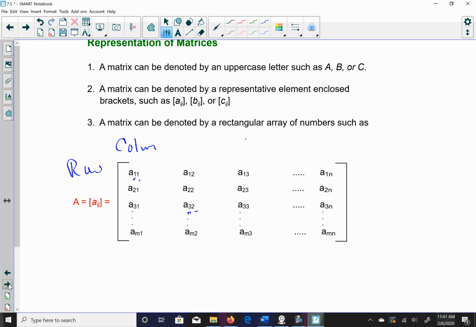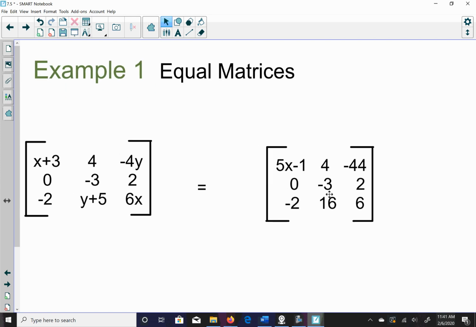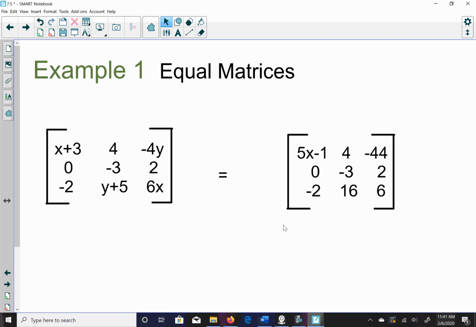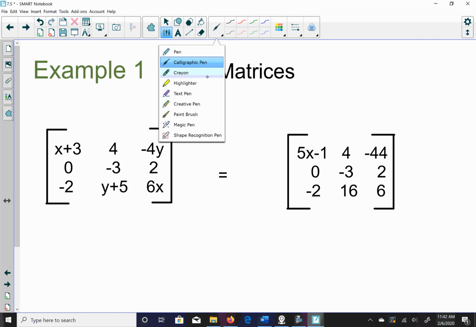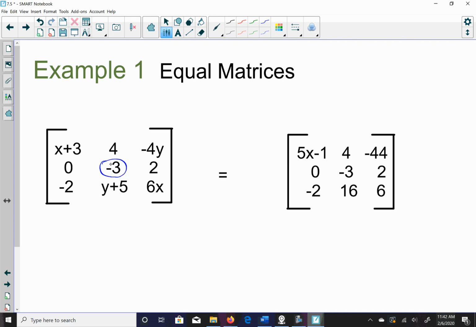So the first thing I'm going to talk about is how I can tell if two matrices are equal. The way I'm going to do that is, if I look at the matrices, every corresponding element has to be equal to the other corresponding element. So if I look in row 2, column 2, and I look at this -3, if these two matrices are equal, it should be equal to the corresponding element, which it is.